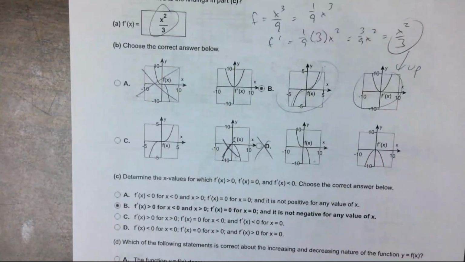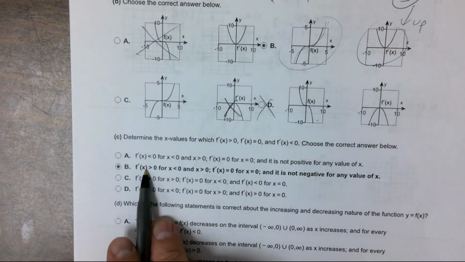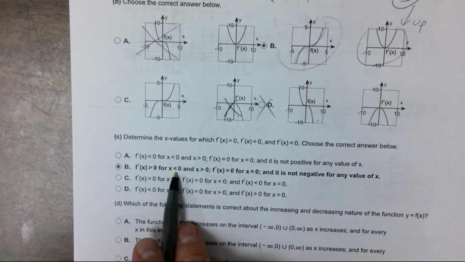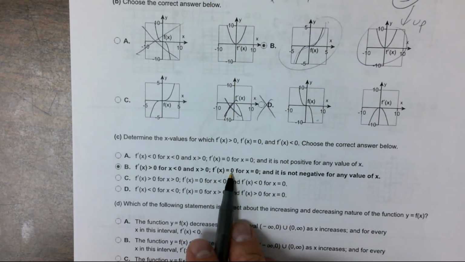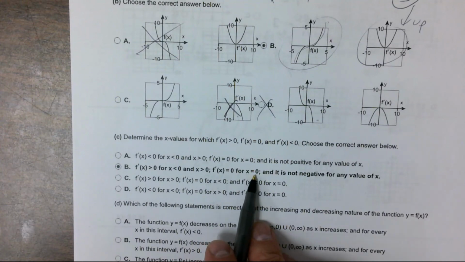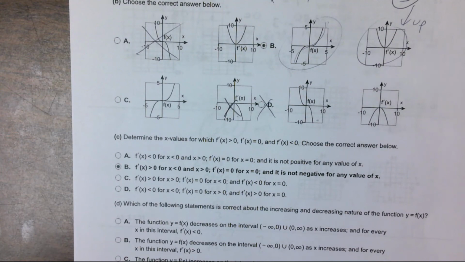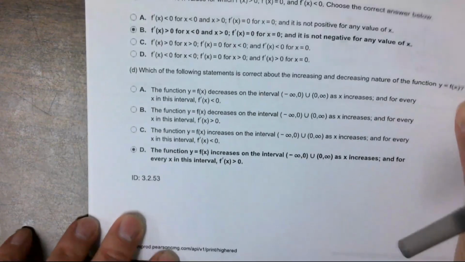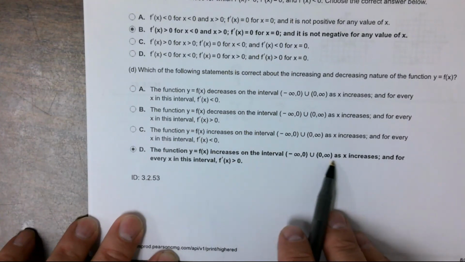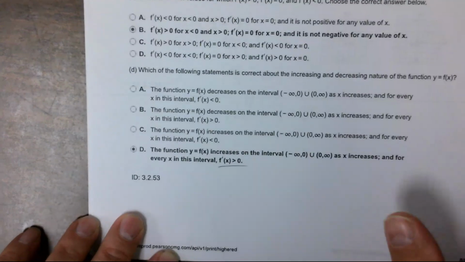Okay, and then your verbal, your written explanation: it's bigger than 0 for x less than 0 and greater than 0. It's f prime equals 0 for 0, and it's not negative for any value because we're not below the x-axis. And then it increases as x increases for everything. Okay, hope that helps.